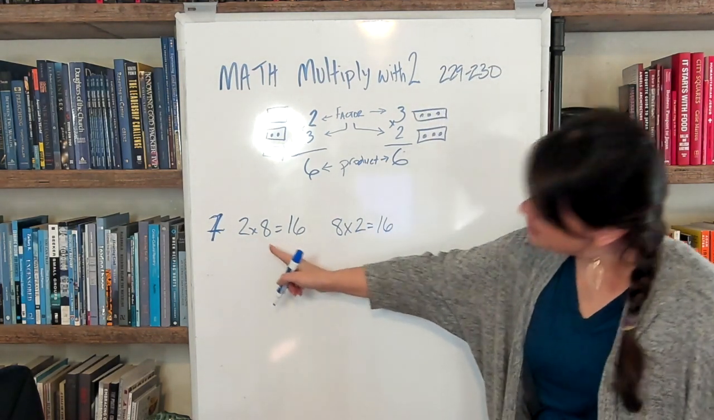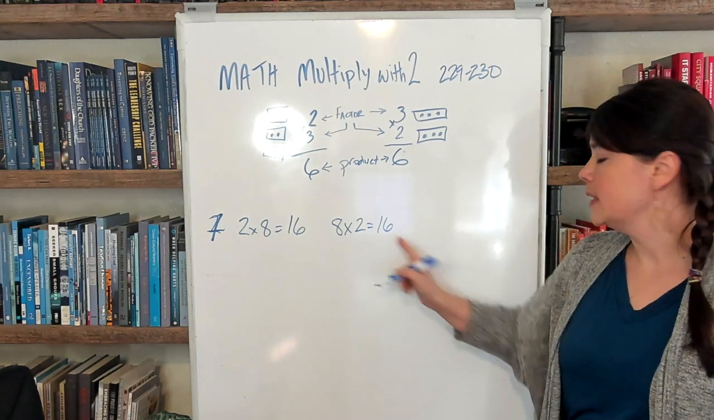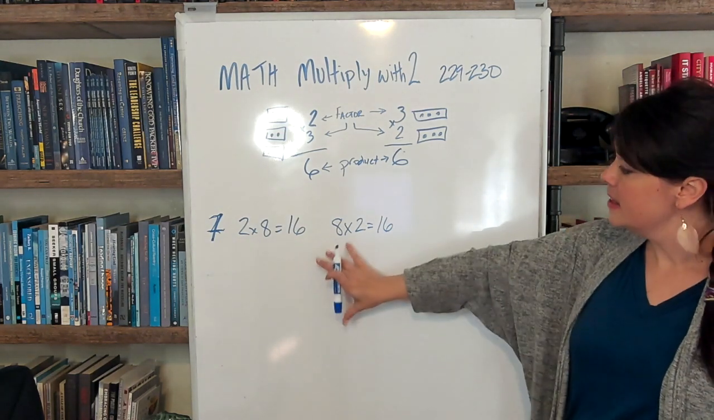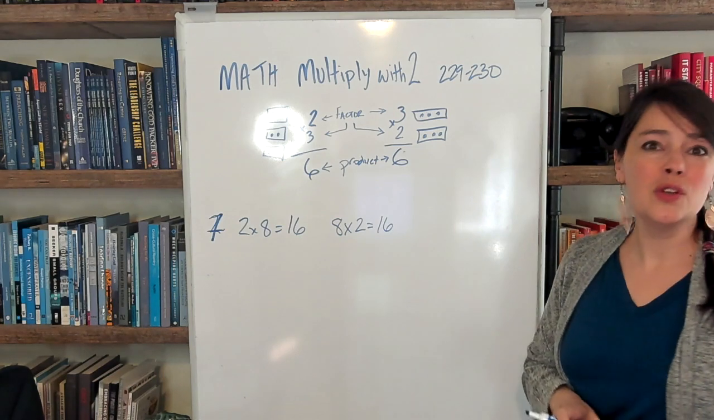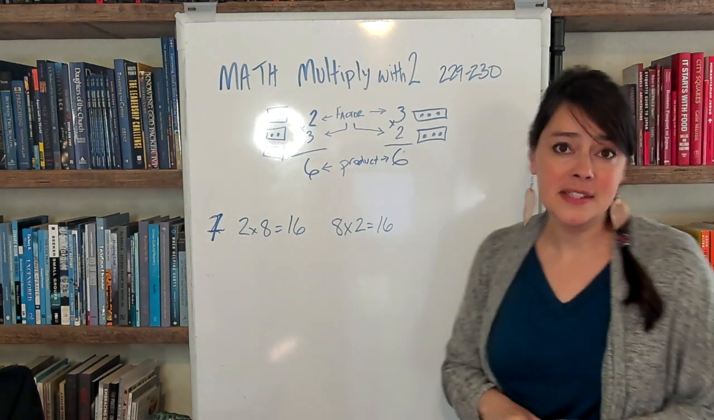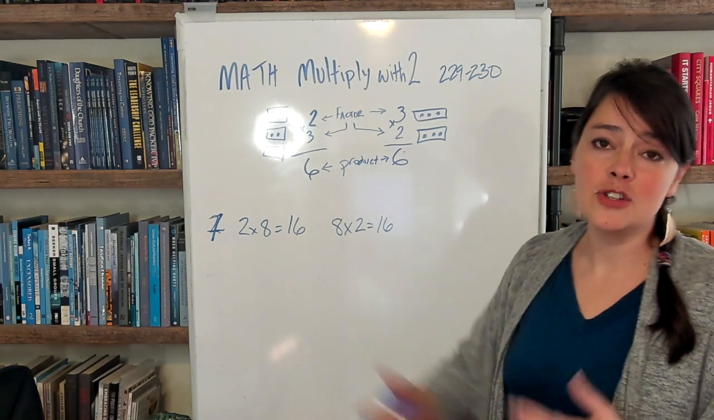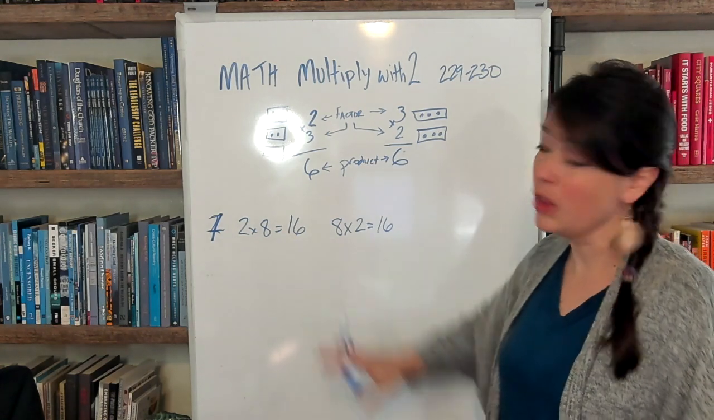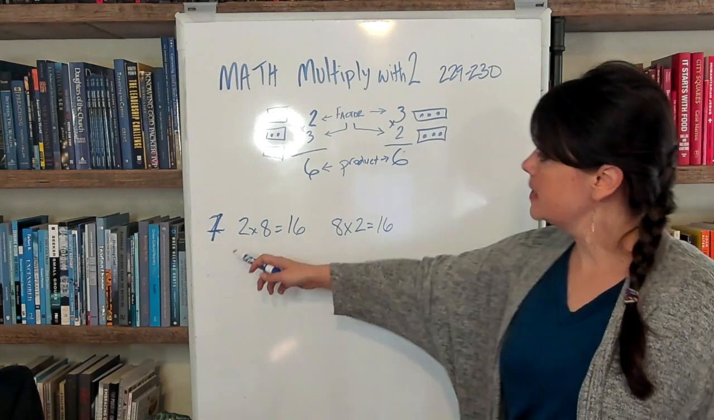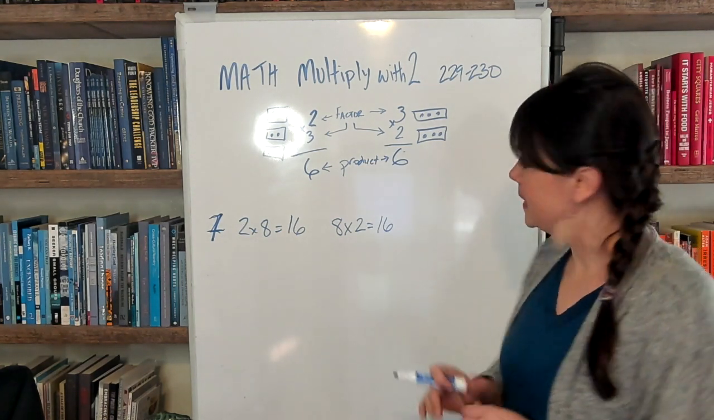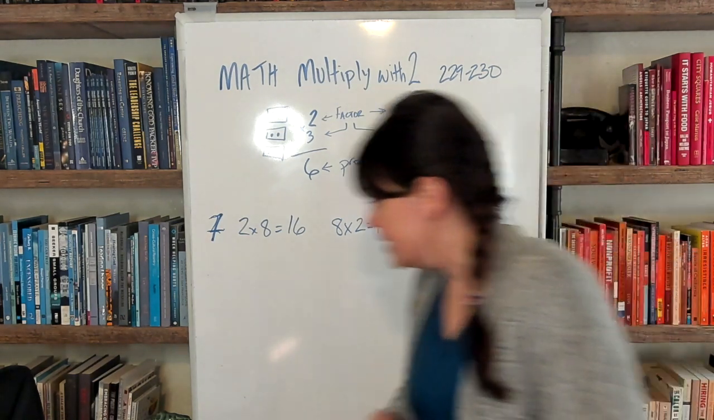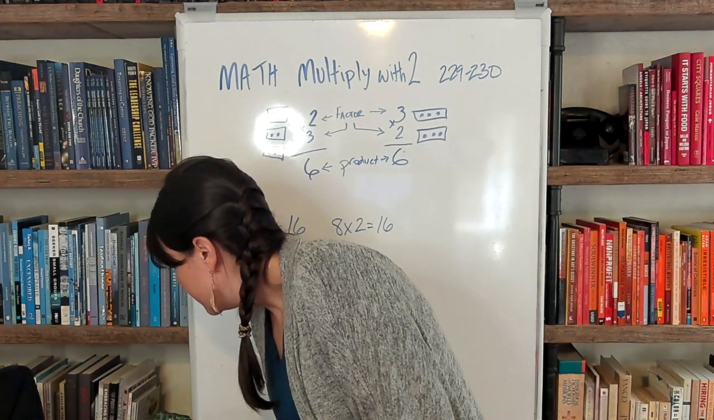2 times 8 equals 16. 8 times 2 equals 16. What they're just introducing you to is a fancy math concept that you'll keep learning about even as you go into upper grades. It's a math law, actually, that A times B equals B times A. Okay, so you'll do that a few times.